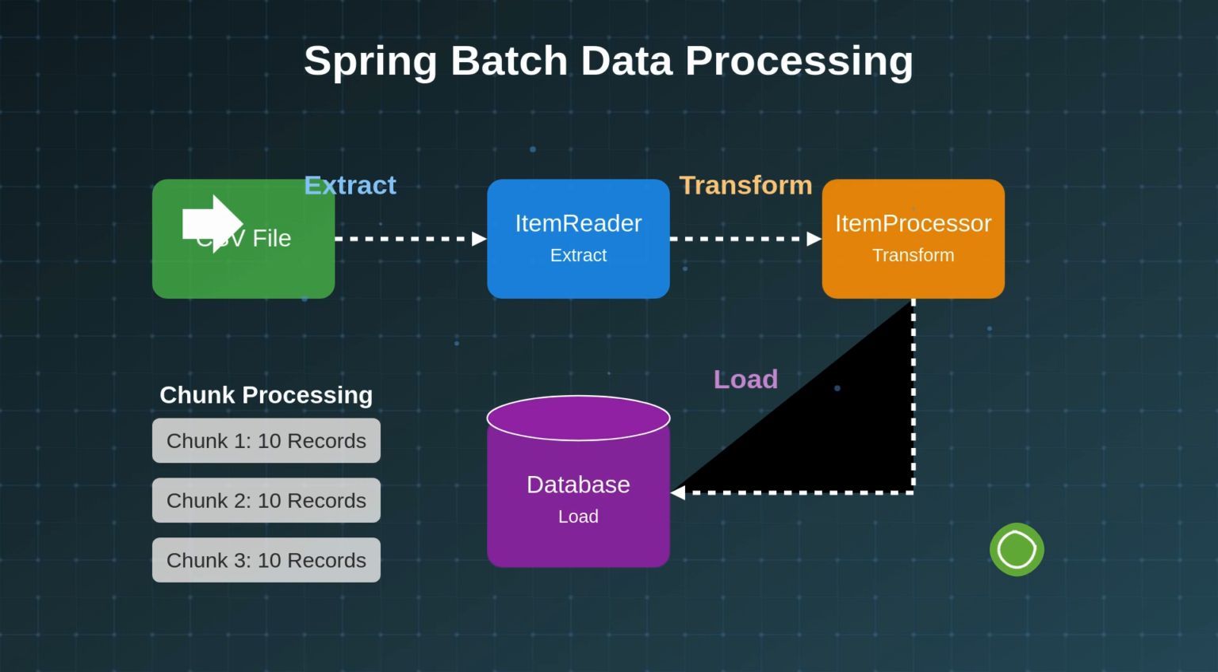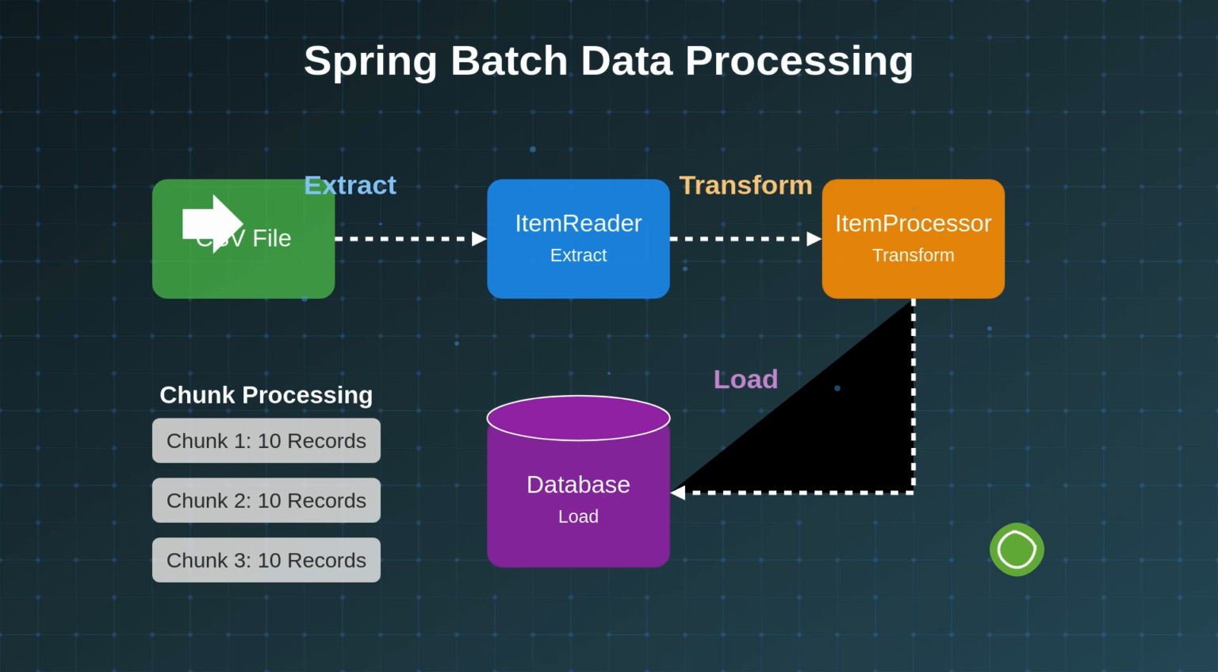CSV files. What are they? Let's talk about CSV files. CSV is just a simple text file where data is separated by commas. You've definitely seen them. When you export from Excel, that's often a CSV file. Here's what our employee data might look like in a CSV.